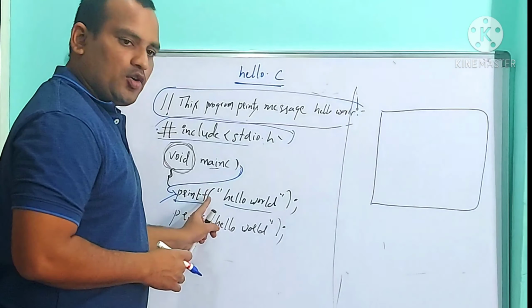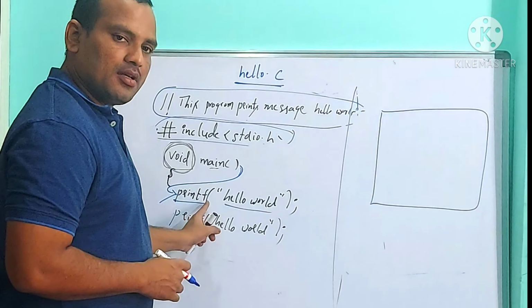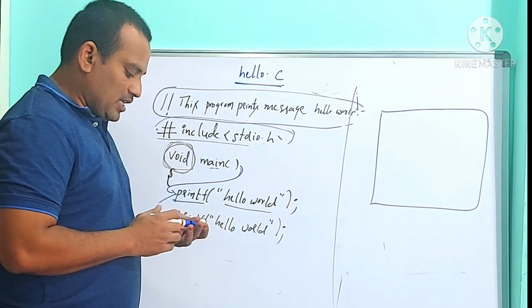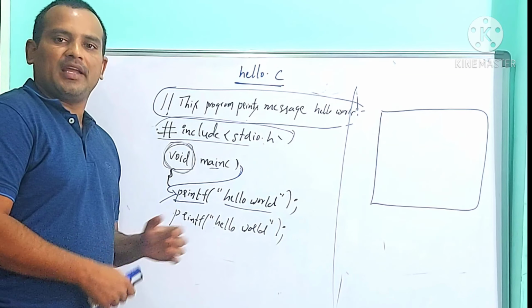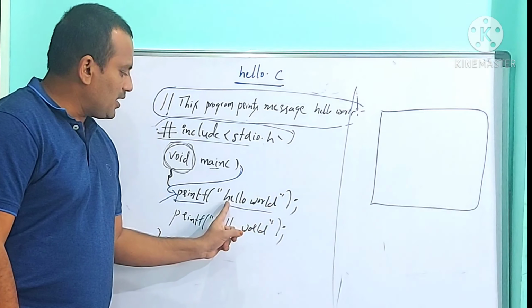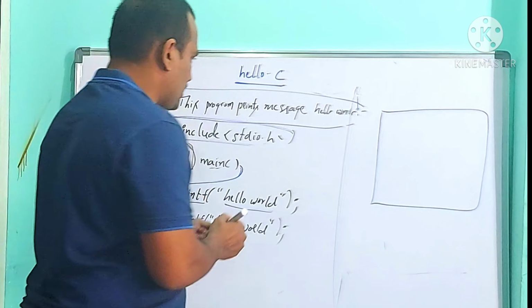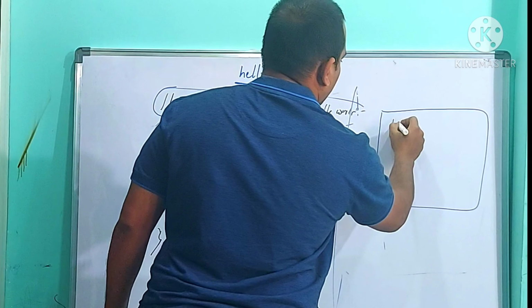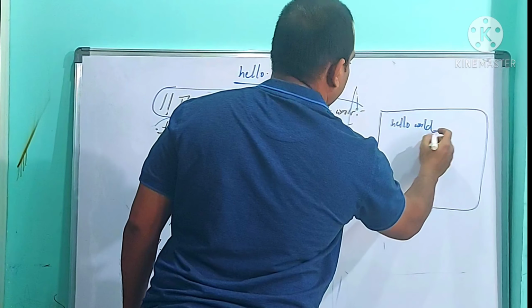So printf, I told you, is a predefined function. The responsibility of the runner is that when it reads printf, it has to print the information which exists in the double quotation as it is. What is there in the double quotation? Hello world. It prints character by character. So first it prints HELLO, space, WORLD, cursor.